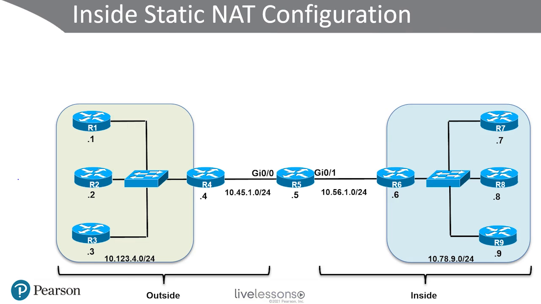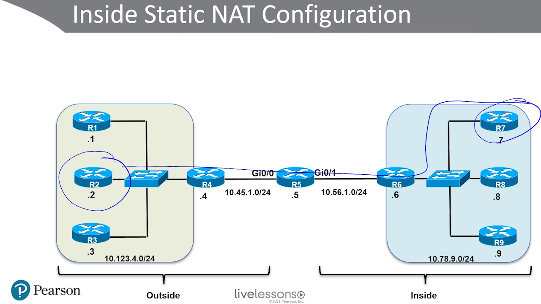Remember that a static NAT entry is a one-to-one mapping between the inside global and the inside local address. As long as the outside devices can route traffic to the inside global IP address, they can use it to reach the inside local device as well. So on R2, we haven't initiated any sessions with R7. So what we want to do is connect from R2 into R7.